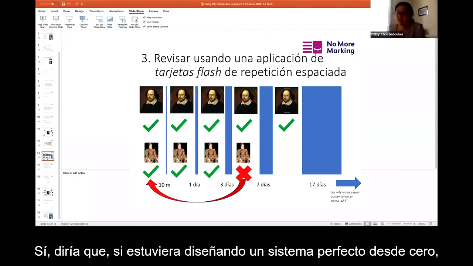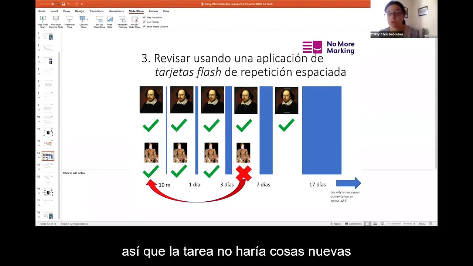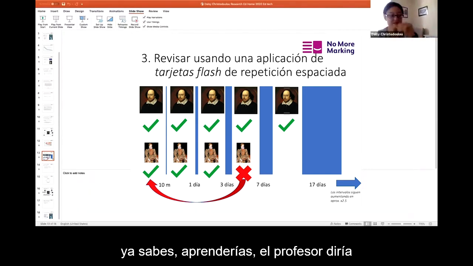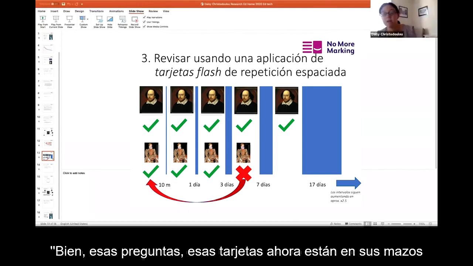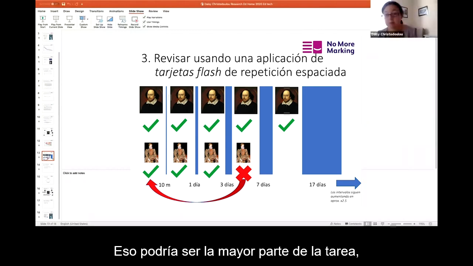Could this be a library resource and flash decks be set as homework tasks across the whole year? Yeah, so I would say if I were designing my perfect system for this in a school from scratch, this would be your homework. This would be all homework. So homework wouldn't be doing new stuff. And in fact, then you wouldn't necessarily be doing the flashcards in school. The teacher would say, okay, those flashcards are now in your flashcard deck, and then your homework is always to spend 10 to 20 minutes every day reviewing your flashcards. That could pretty much be most of your homework.